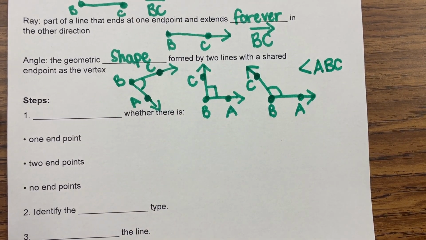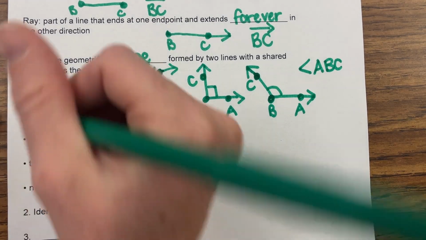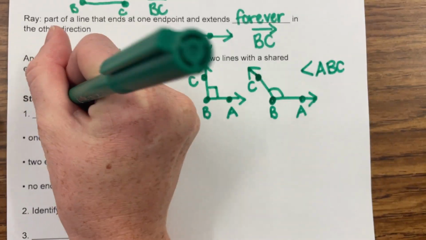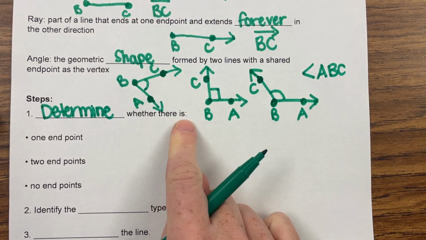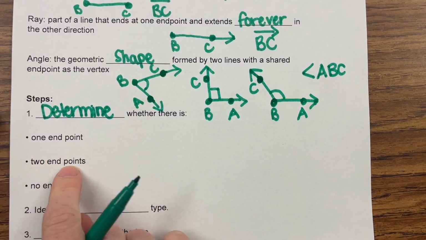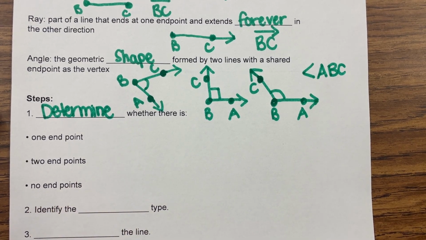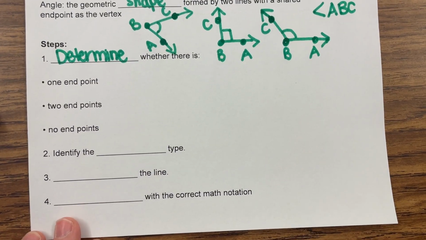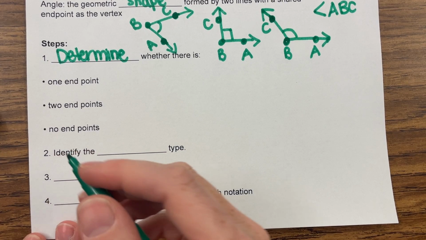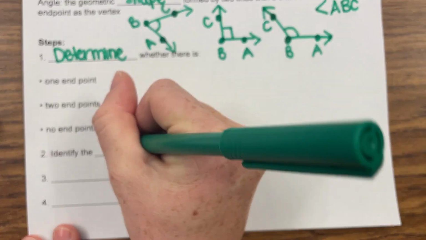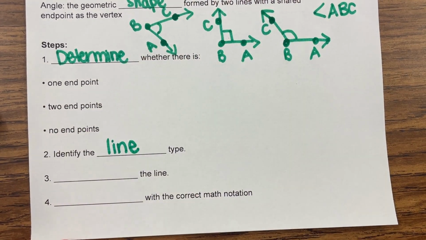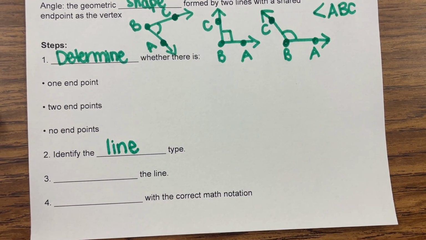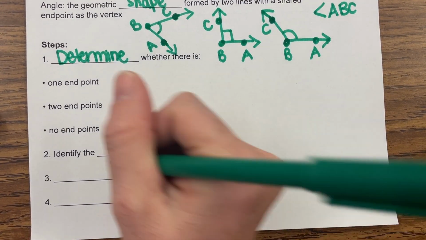Okay, we have steps. Our first step is to determine whether there is one endpoint, two endpoints, or no endpoints. Then you're going to identify the line type, and you're going to use all of those vocab words, those pictures that we just drew. Step 3 is to label the line.